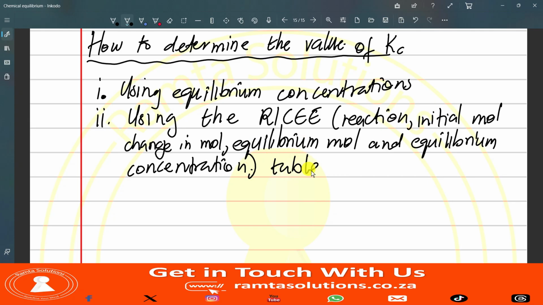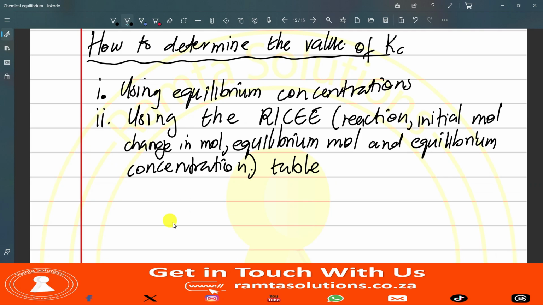So let me just explain here. Using the RICEE table, the R representing the reaction, I representing initial mole, C representing the change in mole, the first E representing equilibrium mole, and the second E representing equilibrium concentration. So this is how you can determine your value of Kc.